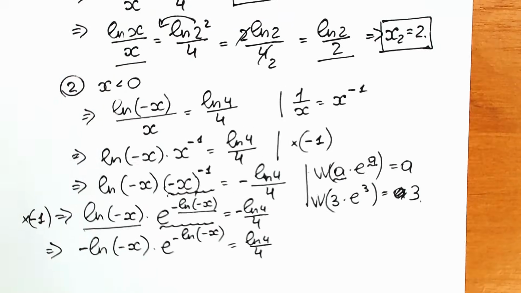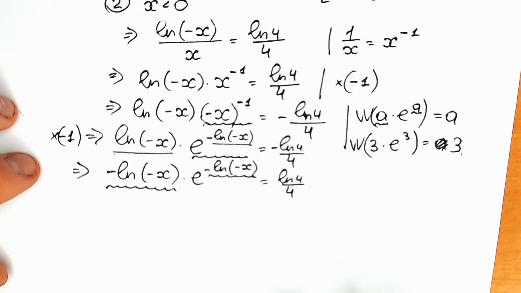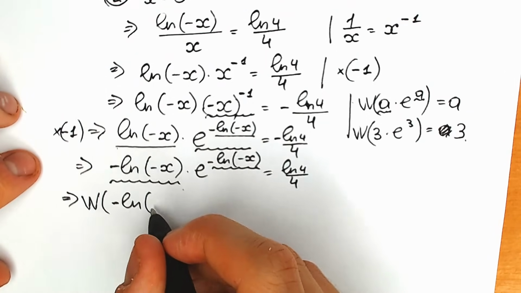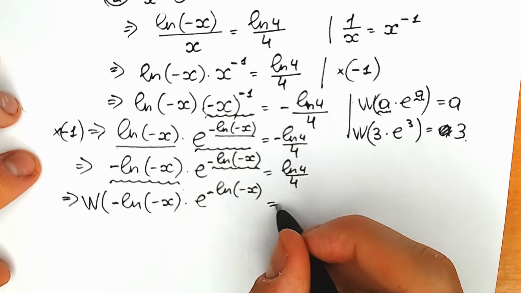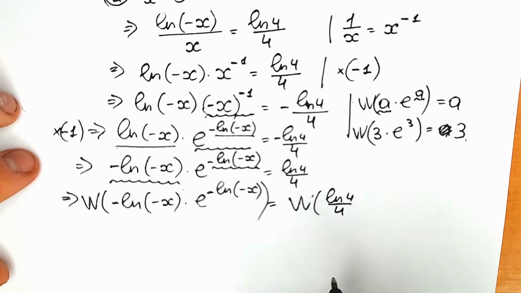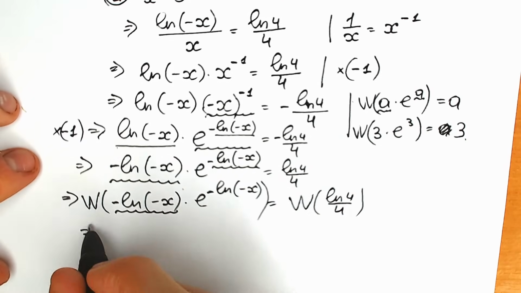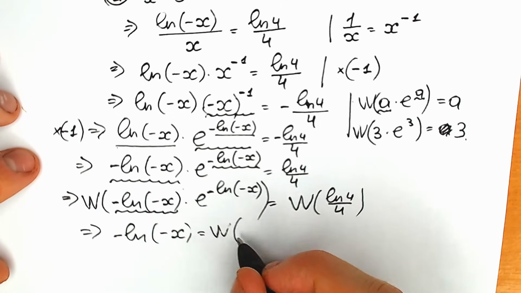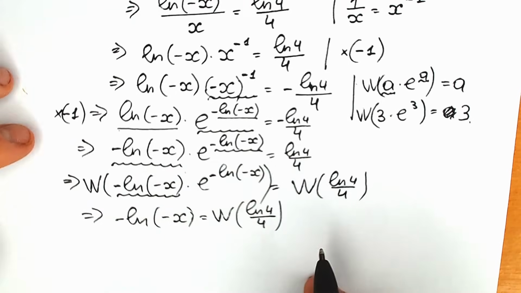Okay, and the final tricky move, we're going to apply the Lambert W function, because we have the same expression right here and the same expression right here in both places. So we're going to apply it. The Lambert W function of minus natural log of minus x times e to the power minus natural log of minus x equal to, don't forget about the right side, the Lambert W function of natural log 4 over 4. And right now, when we apply it, we have only our a, but a equal to minus natural log of minus x equal to the Lambert W function of natural log 4 over 4.